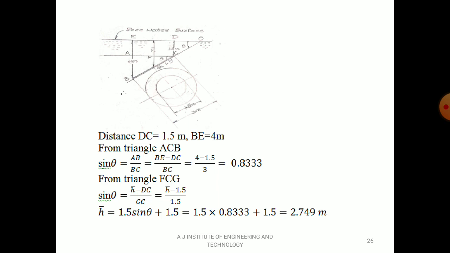From triangle FCG, to calculate H bar, sin theta equal to (H bar minus DC) divided by GC, that is opposite divided by hypotenuse. Opposite is FG, that is H bar minus 1.5, so H bar minus DC, divided by GC, which is the hypotenuse. GC is 50% of the diameter, 50% of 3 meter, that is 1.5. So (H bar minus 1.5) divided by 1.5. Just rearrange: H bar equal to 1.5 sin theta plus 1.5. With sin theta equal to 0.833, 1.5 into 0.833 plus 1.5, that is equal to 2.749 meter. So this is the value of H bar.